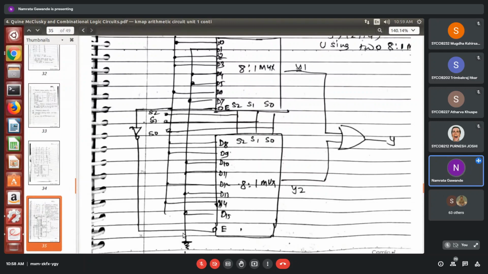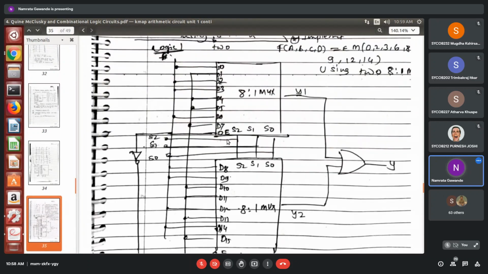So why is this done? Because if this E value is 1, means this multiplexer IC will be active and this will work. That time this IC will not work, this will be getting disabled.